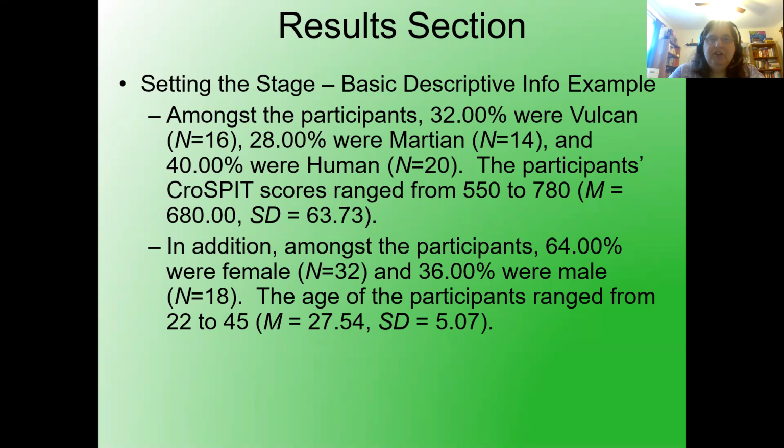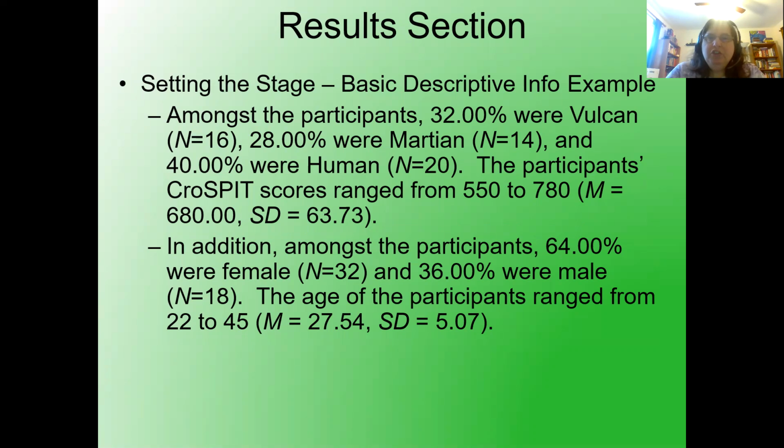Okay, now we'll get into the demographics. In addition, amongst the participants, 64% were female, n equals 32, 36% were male, n equals 18. We only happen to have two categories for gender in this particular example, so that's the end of that sentence. And you can see it's a categorical variable, so once again, we use the percentages and the ns. Now we're going to do a continuous demographic variable like age. The age of the participants ranged from 22 to 45, mean equals 27.54, standard deviation equals 5.07.